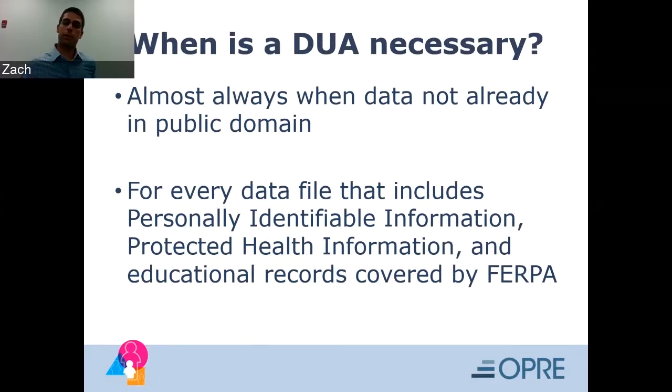But generally the default is that you should expect to find out if one is needed if you're working with restricted data. And I would say almost certainly for every file that has personally identifiable information, PII, like social security numbers, dates of birth, things like that, protected health information, PHI, and education records at a minimum. These are all considered sensitive information under these different laws.